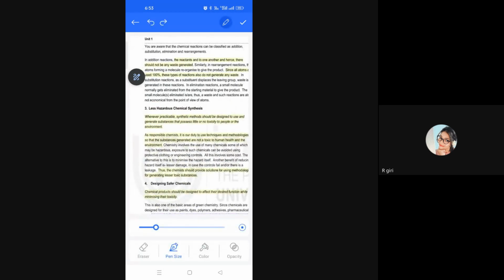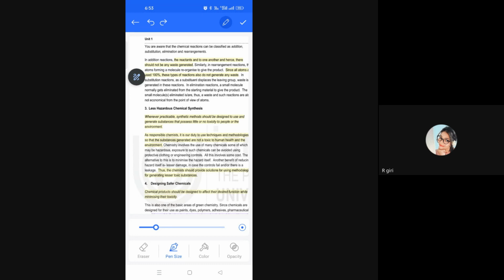In which reaction can you find whether the reaction will give maximum product or not? Remember one thing: addition and rearrangement reactions always give maximum product because their byproduct is very less.